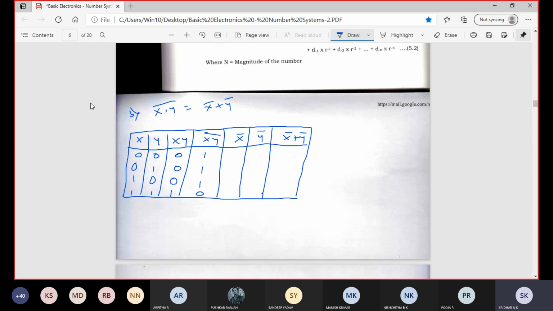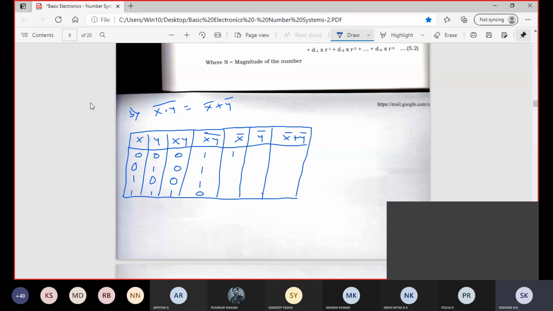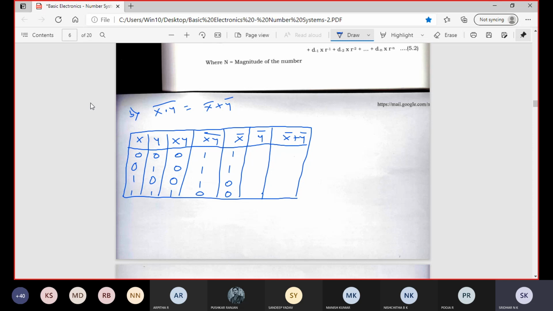Correct? Right. Now x bar, the complement of this x. So it will be 1, 1, 0, 0. And y bar, the complement of y, is 1, 0, 1, 0. Now x bar plus y bar means this column plus this column. So it will be 1 plus 1 is 1, 1 plus 0 is 1, 0 plus 1 is 1, and 0 plus 0 is 0.